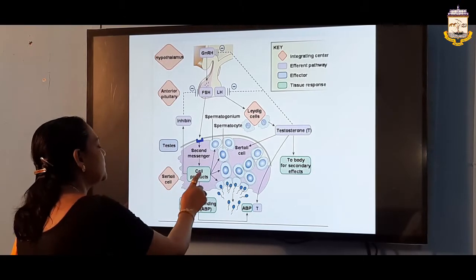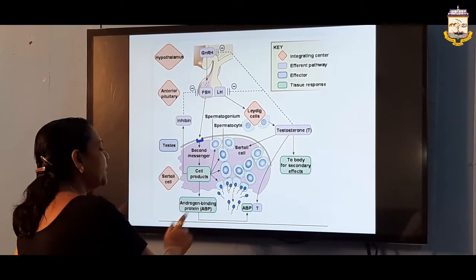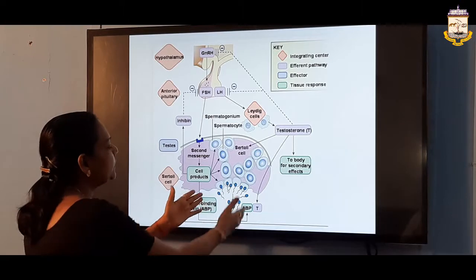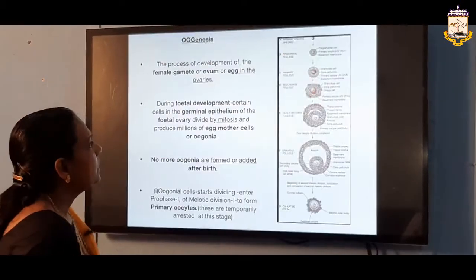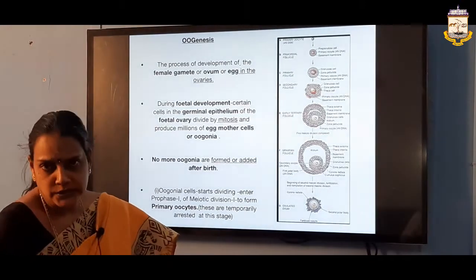Also the Sertoli cells produce androgen binding protein. So all this helps the spermatogenesis process. A simple structure is explained here. So next one is the oogenesis.